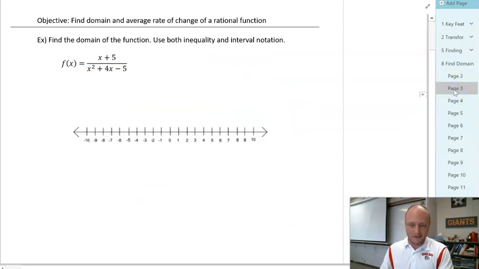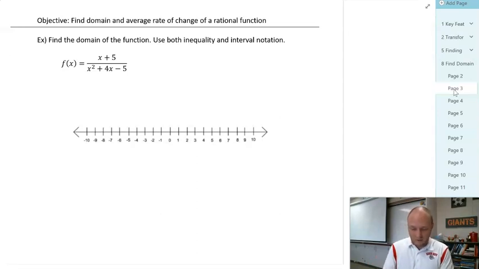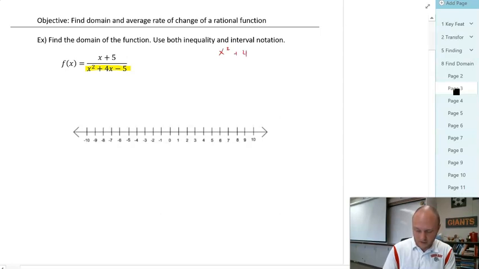Let's look at another example. Again, we're asked to find the domain. So I'm going to take the denominator, x squared plus 4x minus 5, and set it equal to 0. Now I have to factor this. So I have x plus 5, x minus 1. Then, due to the zero product property, I can set each piece equal to 0 and then solve.